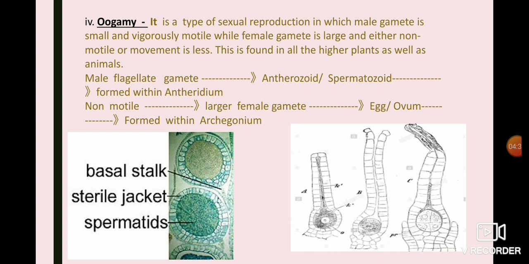Now see, the male flagellate gamete is called an antherozoid or spermatozoid, which is formed within a male organ called the antheridium. And the non-motile gamete, which is the larger gamete, the egg or ovum, is formed within the archegonium. On this side of the picture you are seeing the basal stalk, sterile jacket and spermatid; this is the structure of an antheridium where the spermatozoid's development takes place. And on the right hand side, the picture is of an archegonium where the formation of the female gamete, that means the egg, takes place.